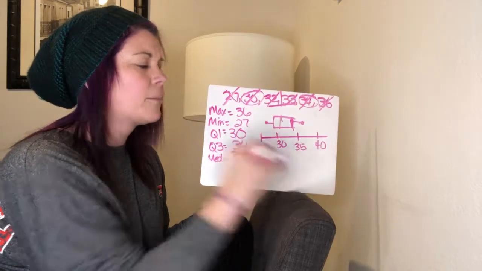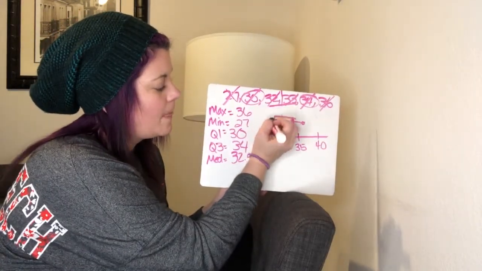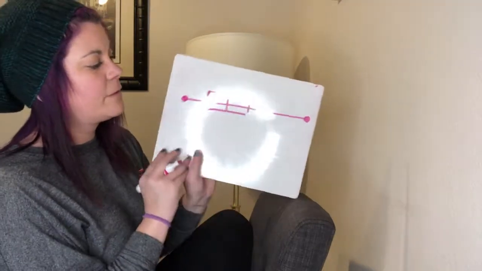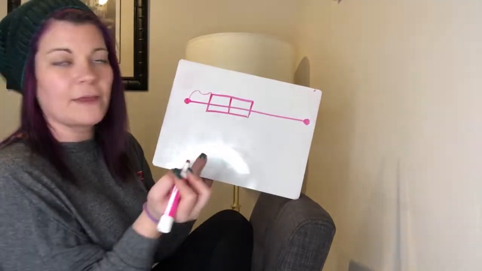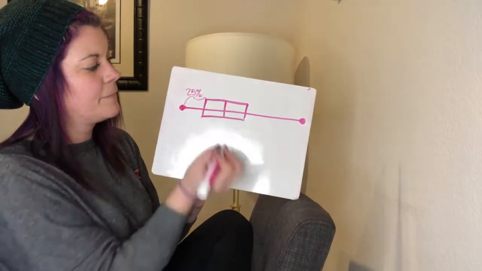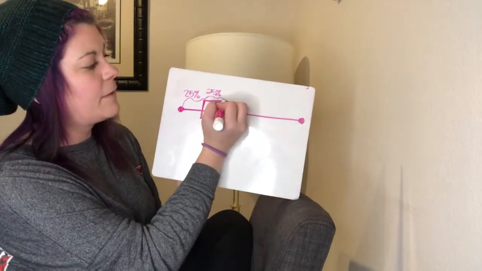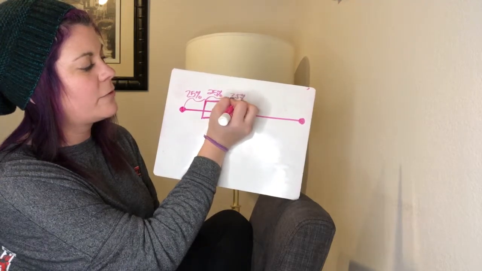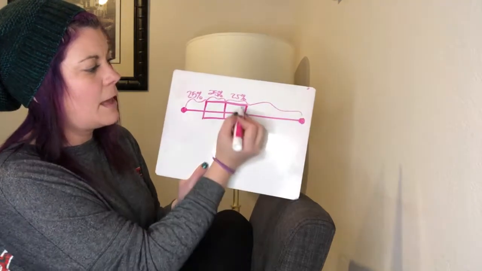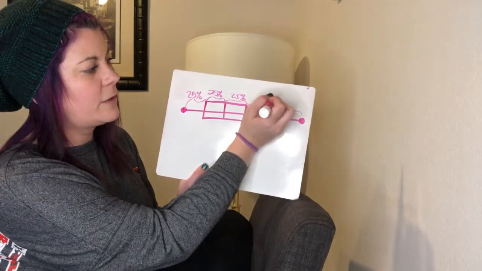If you notice, a box and whisker plot splits it into four parts. So I'm gonna draw a better box and whisker so I can explain this. It splits it up into four parts. So from the whisker to the left side of the box represents 25% of the data. From the left side of the box to the median represents another 25% of the data. And from the median to the right side of the box is 25% of the data. And from the right side of the box to the end is still 25% of the data.